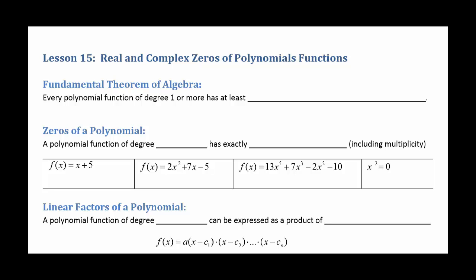In lesson 15, we're going to look at real and complex zeros of polynomial functions. So let's start with a very heavy sounding theorem called the fundamental theorem of algebra. The fundamental theorem of algebra goes that every polynomial function of degree 1 or more has at least one complex zero. There's at least one solution for every equation.